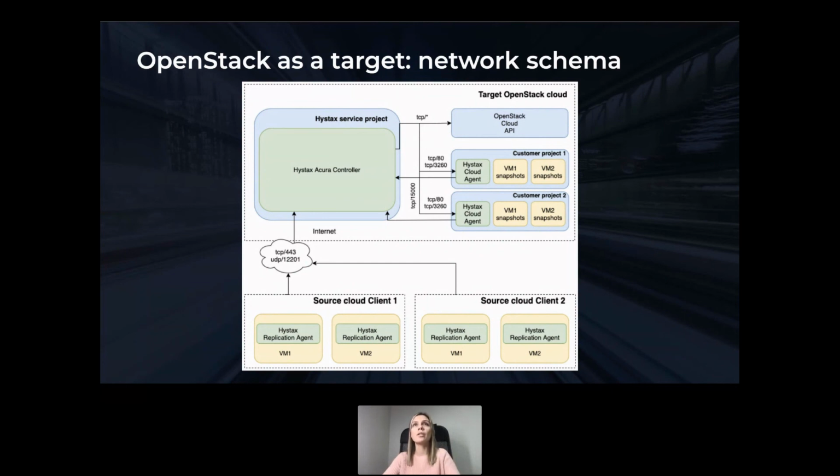The next question: the data flow from the replication agent to the cloud agent requires going through the Hystax tenant controller, meaning inbound and outbound traffic on the tenant for every replication link. Yes, that is true. Right now, we're working on a so-called receiver mesh that will exclude this double traffic. So yeah, we're working on this.